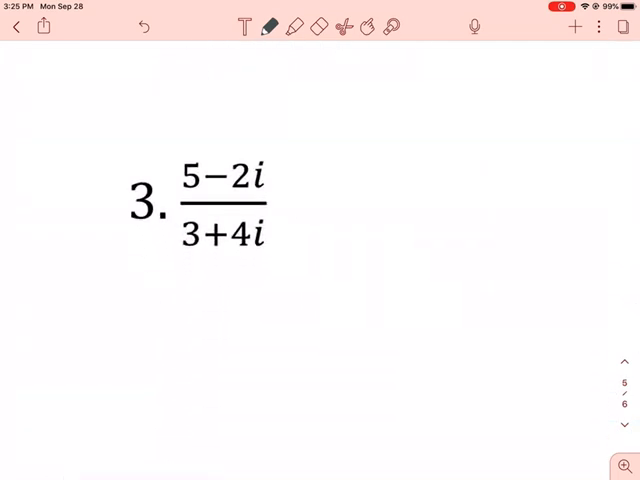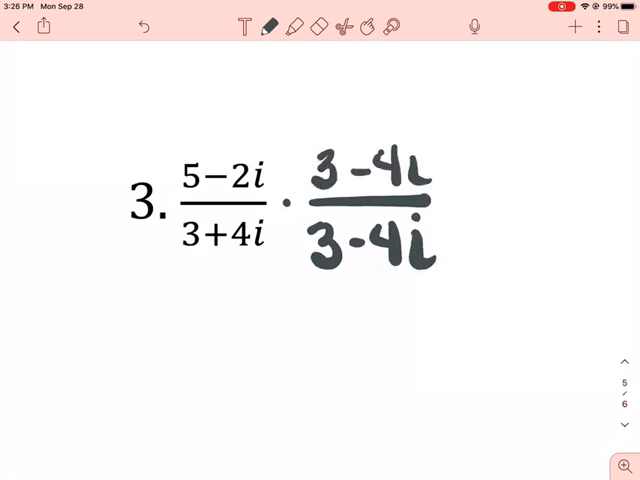All right, so let's try this one. Now this is a complex on the bottom. How do I know? Because it's a real with an imaginary, so 3 plus 4i. We're going to multiply top and bottom by the conjugate, which means we're going to multiply top and bottom by the exact same thing, except the sign in the middle is going to be the opposite. So 3 minus 4i, top and bottom.